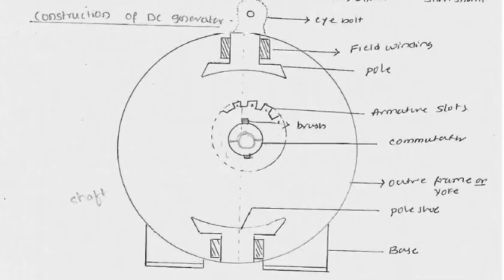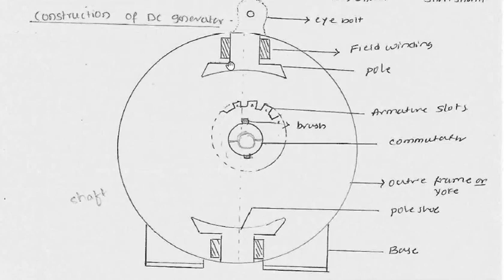Okay, so this is a construction which we looked into in the earlier session. The main parts of a DC generator would be the same for the motor. The main part of the motor would be, we will be having an outer frame made of cast iron material, and it will be having an eye bolt and a base for the mechanical support, and also it will support the field system.